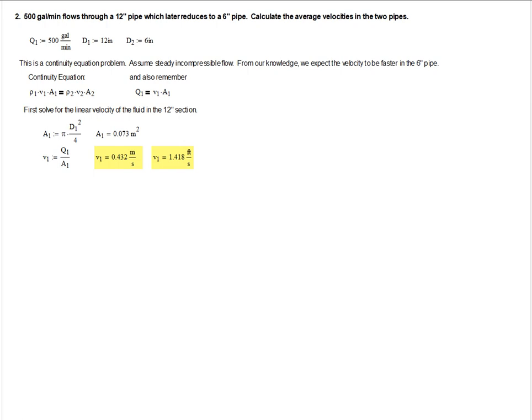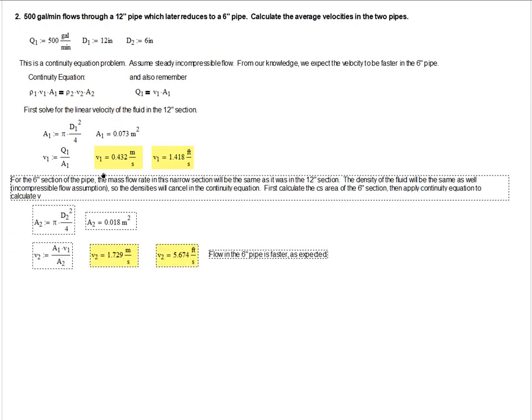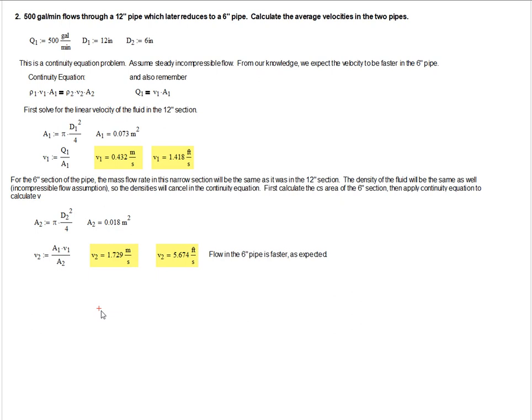We do the same thing for the 6-inch section of pipe. I've got a little verbiage here that also talks about the fact that because this is steady incompressible flow, the mass flow rate is going to be the same. But we can pretty much just skip to this equation that relates the volumetric flow rate to the linear velocity and the cross-sectional area. Solve for the cross-sectional area again, like we did for the first section.